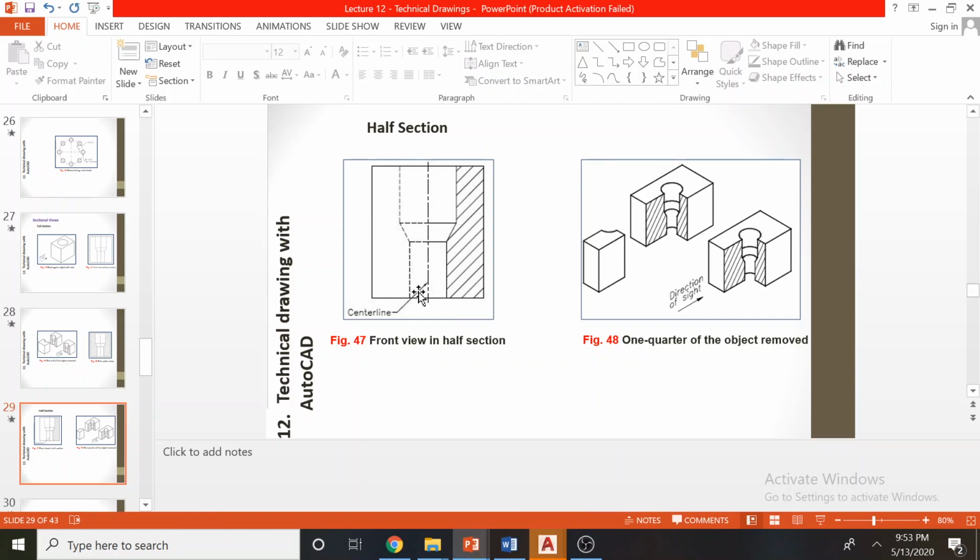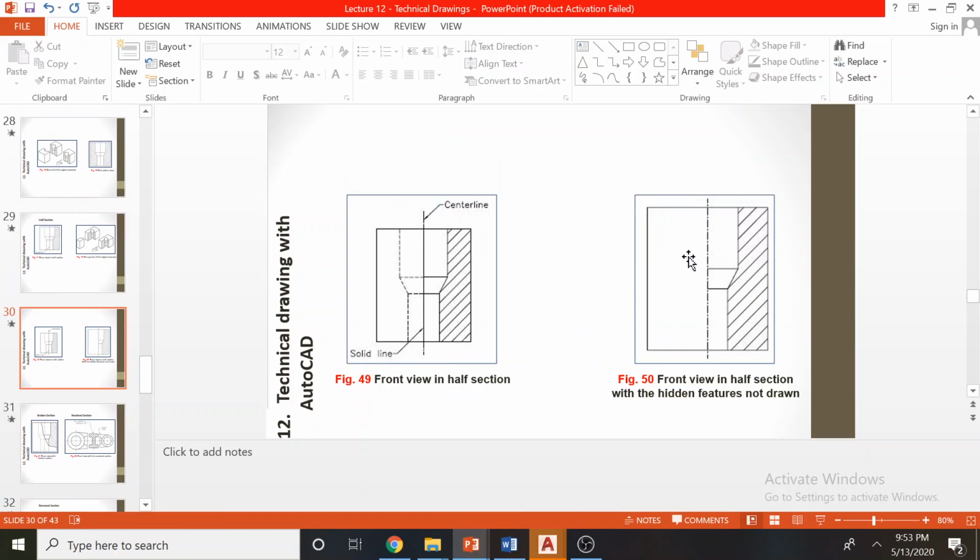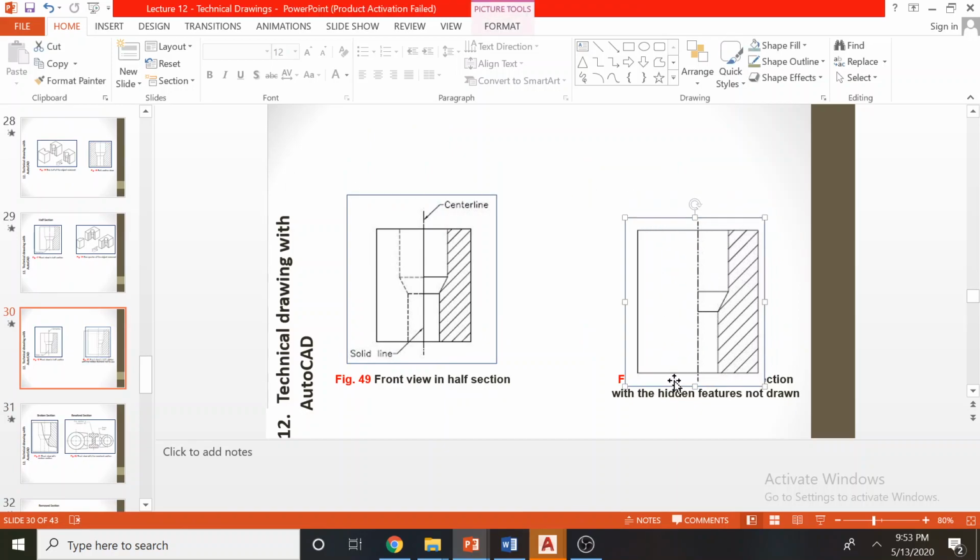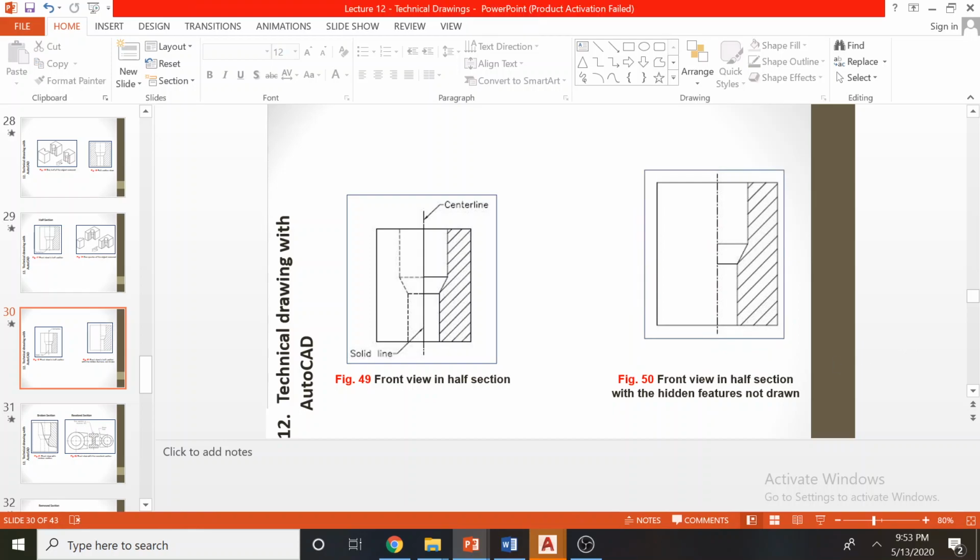So why do we draw this part again? Because if it is a symmetrical object, you don't need to draw this even. So you can have something like this front view in half section with the hidden features not drawn. So we don't need to draw this. Don't get confused if you see this kind of section. The idea is that this is a symmetrical section. You can't see the left view, but it's a symmetrical section.